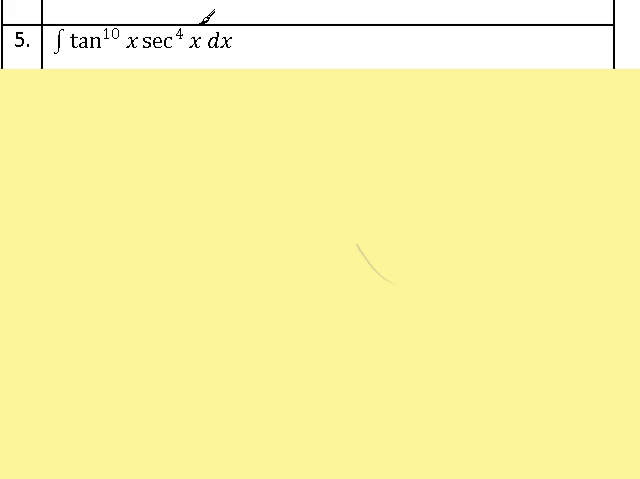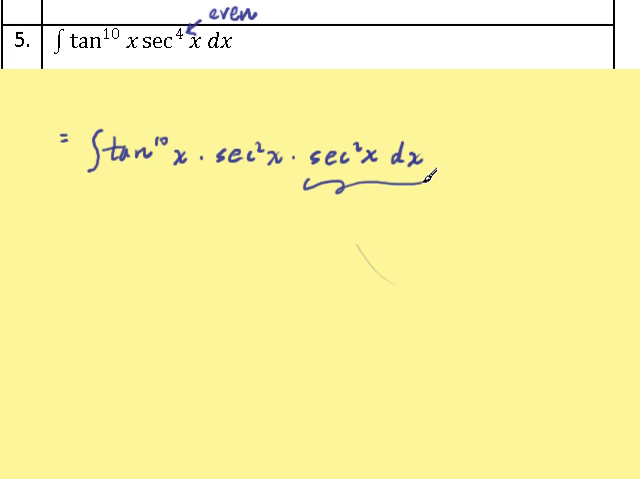And then number 5, we have secant to the 4th. Okay, so that's even. That's one of the situations we look for. And in that case, our plan was to pull off a secant squared and put it next to the dx. So that's the derivative of tangent. Our plan is to change everything over to tangent, and put u equal to tangent x, and this will be the derivative.